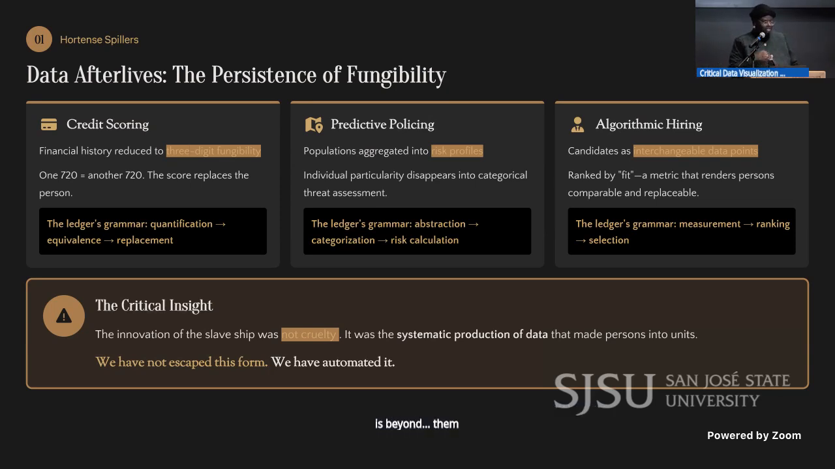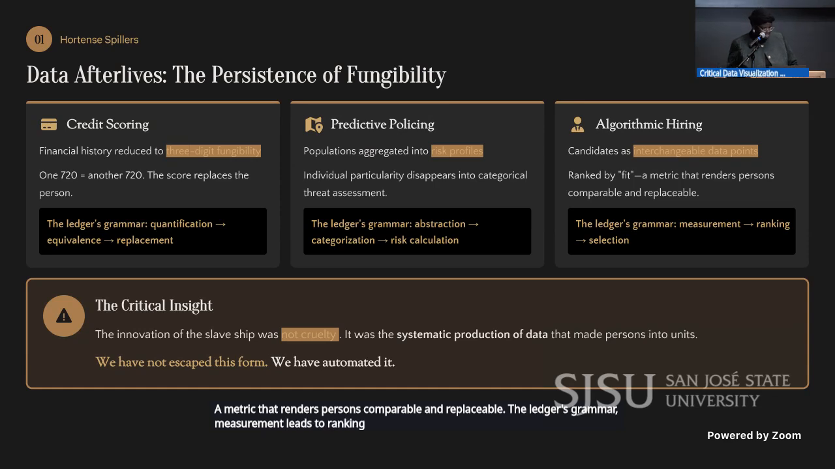They're not interested in those particular types of stories. Predictive policing: populations aggregated into risk profiles. Individual particularity disappears into categorical threat. The ledger's grammar: abstraction leads to categorization, leads to risk calculation. Algorithmic hiring: candidates as interchangeable data points ranked by fit, a metric that renders persons comparable and replaceable. The ledger's grammar: measurement leads to ranking, leads to selection.